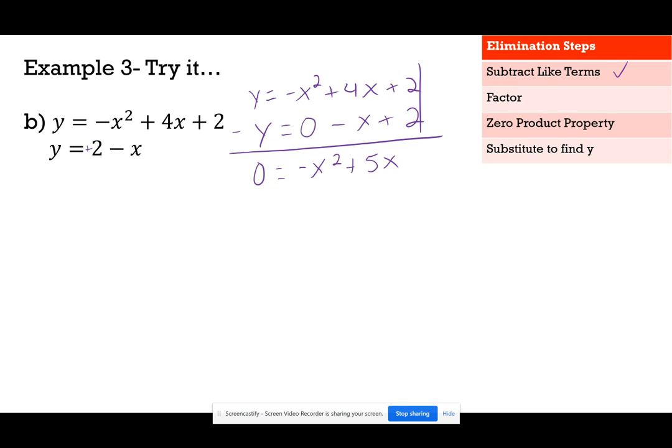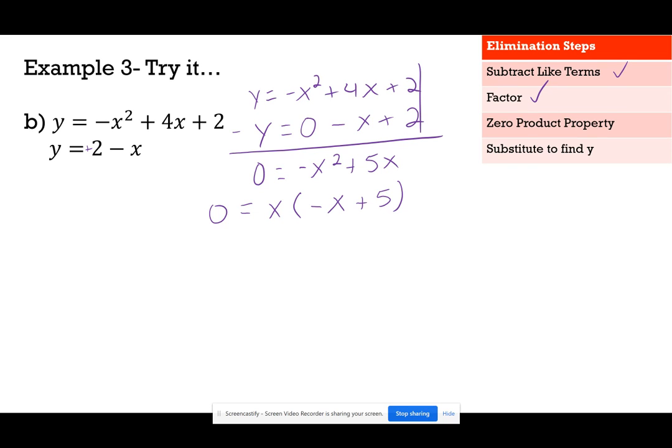So I'm going to see if I have any like terms. I notice they both have x's. So I'm going to go ahead and factor out an x. So I'm going to take an x out to the front. And if I divide both pieces by x, I'm going to see what's left. So negative x squared divided by x is negative x. 5x divided by x gives me positive 5. And I still have that equal 0 on the end. Okay, so I factored out a greatest common factor. There's nothing else that I can do with this, so I'm done.